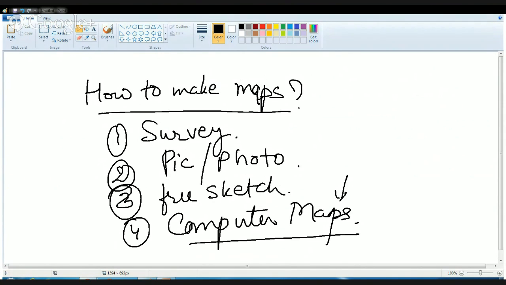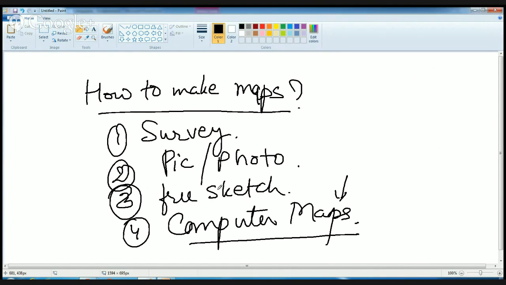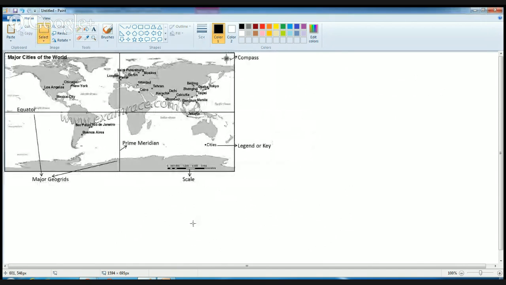computer generated mapping. Now whenever you have a map, there are some characteristics which are essential for mapping. For example, here is a map. So here are the basic elements that we must know.